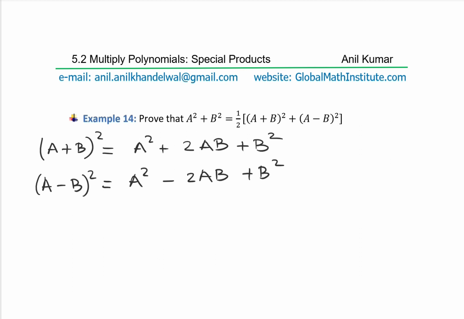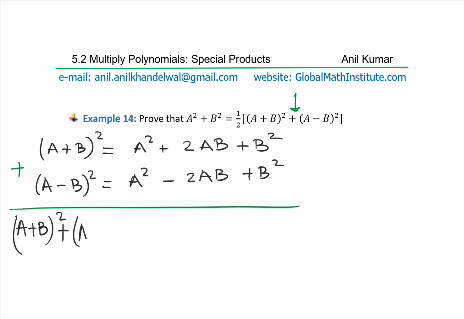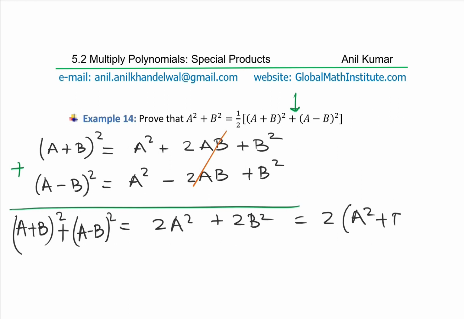Now, what happens when we add them, right? Since we have the term here plus, let's add these two. So when you add them, what do you get? Well, on the left side, we get a plus b whole square plus a minus b whole square. And on the right side, the center terms cancel. We get 2a square plus 2b square. Correct? As you can clearly see, these two cancel away, plus a negative sign. Well, that clearly shows that we could take 2 common, and we do get a square plus b square.